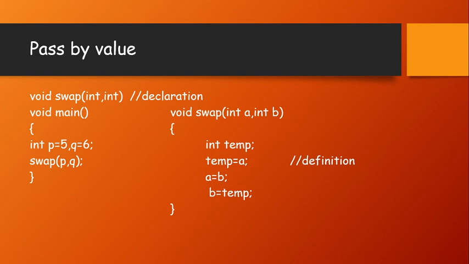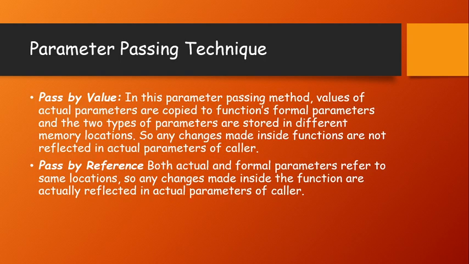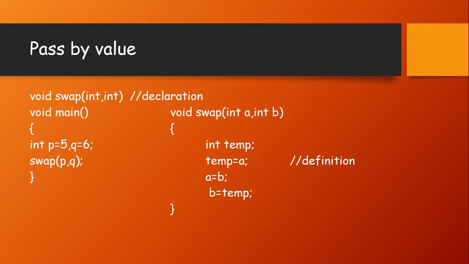We will see an example. First we will take the pass by value case. In pass by value, we copy the actual parameters to the formal parameters, and both are stored in different memory locations. Here is a swap function. We are calling the function swap pq, and the function definition is here. P and q are the actual parameters and a and b are the formal parameters.